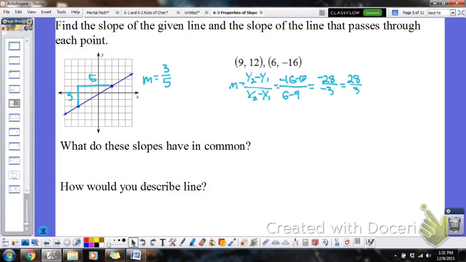Now, let's check out and see what these slopes have in common. If you look at both slopes, you notice that they are both positive. So we have 2 positive slopes. And looking at the line, how would we describe the line? Well, this line from left to right is going uphill. It's an uphill line.